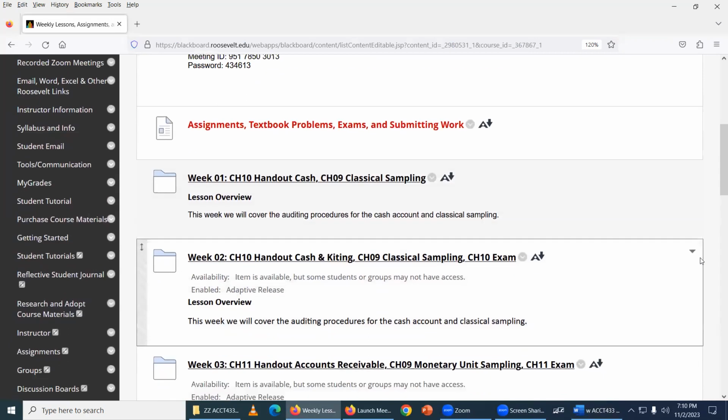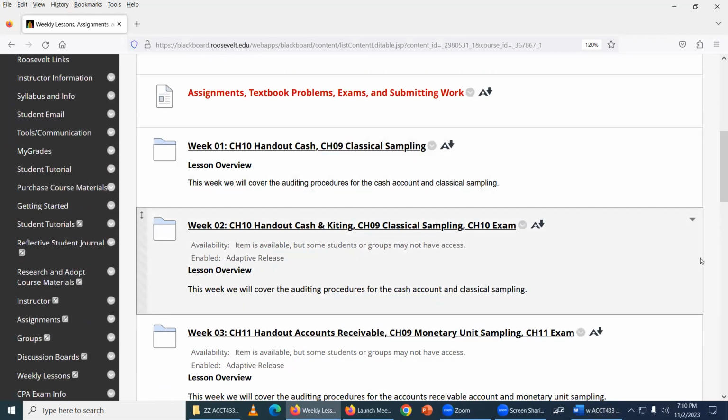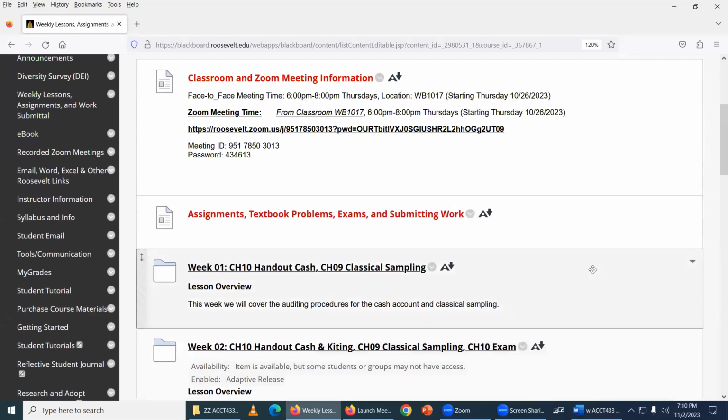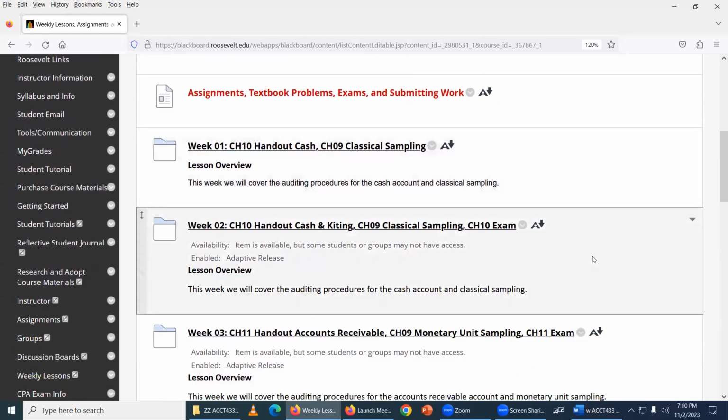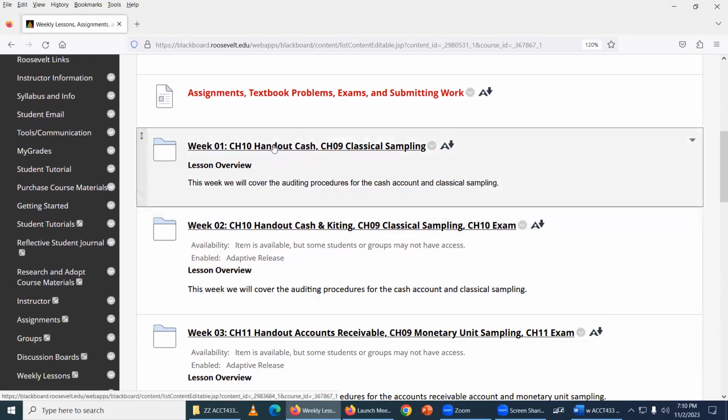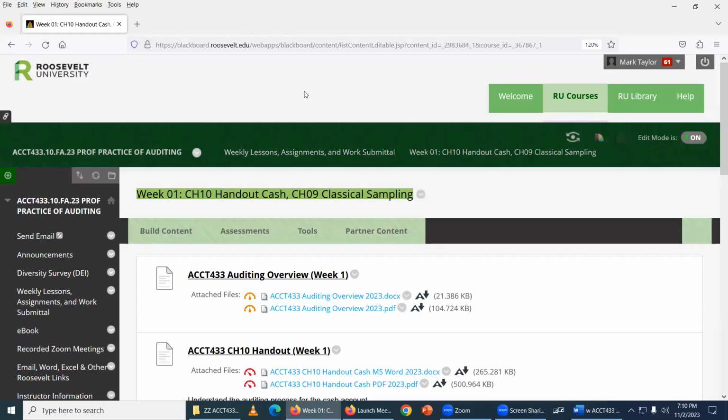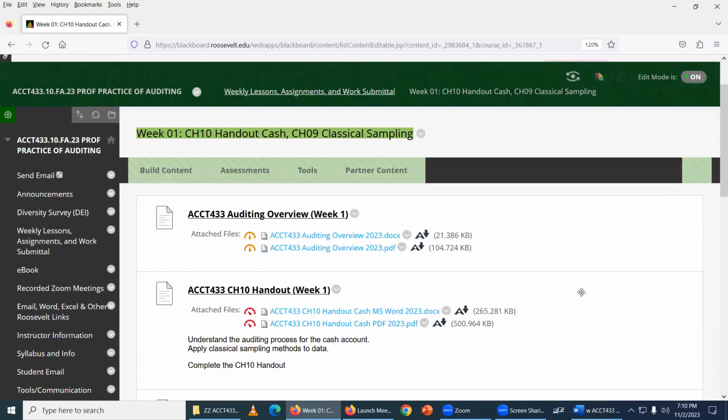Okay, I think I'm gonna go over how to submit documents. And basically you can do it any number of ways. So let's go to week one. By the way, this going by the weeks thing was not my idea. They make us do this.